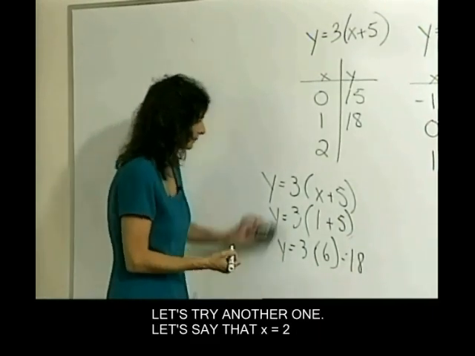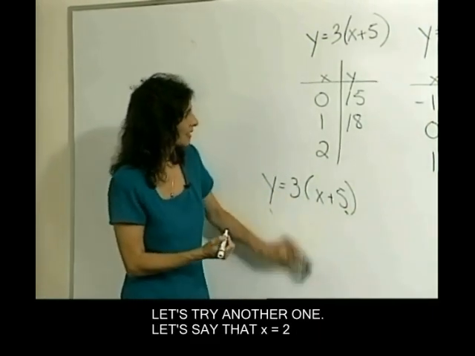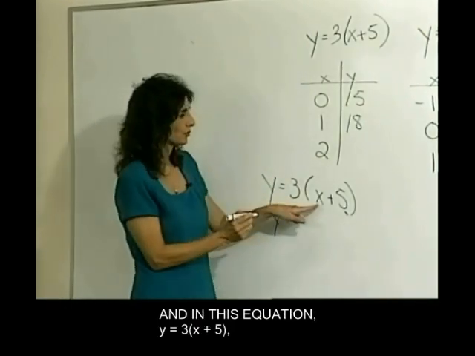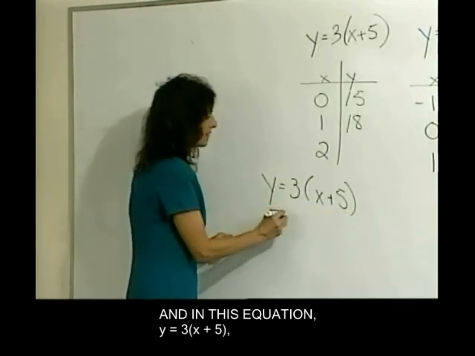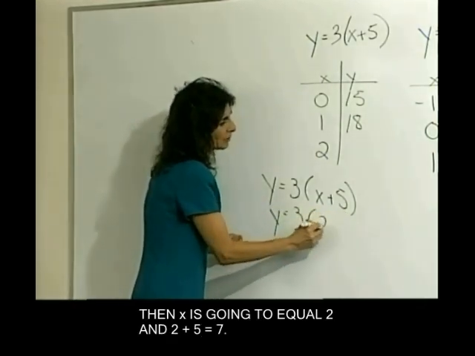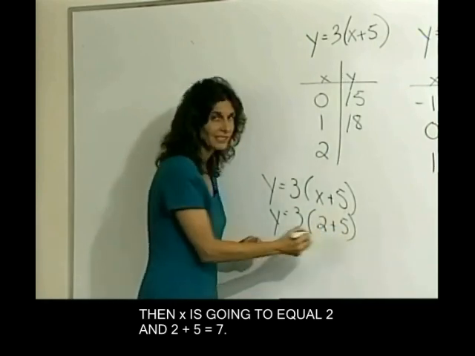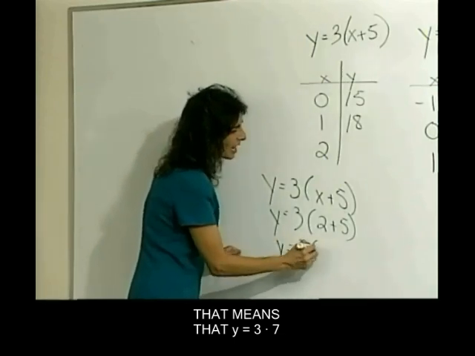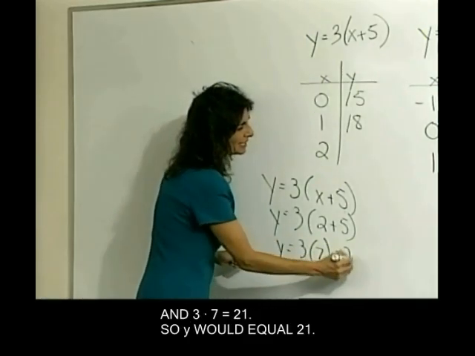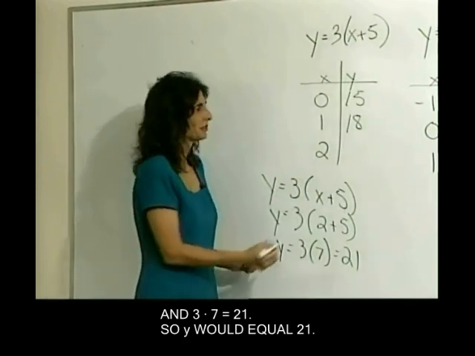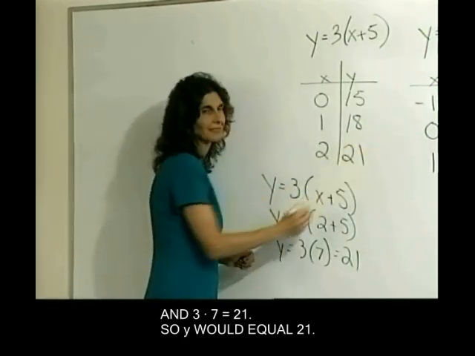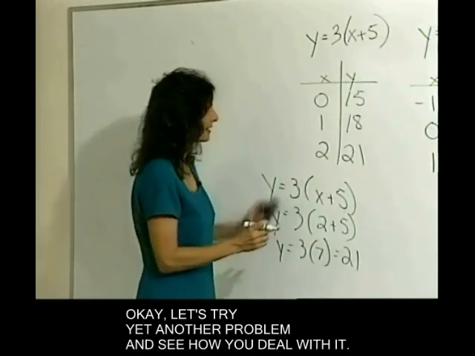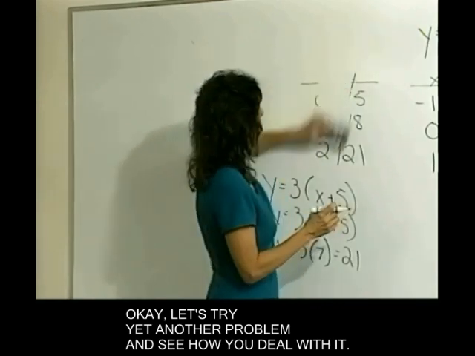Let's try another one. Let's say that x is 2. And in this equation, y equals 3 times x plus 5. Then x is going to equal 2. And 2 plus 5 is 7. That means that y equals 3 times 7. And 3 times 7 is 21. So y would equal 21. Okay, let's try yet another problem and see how you do with it.